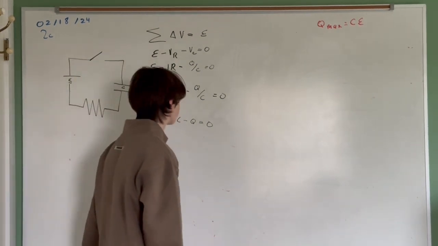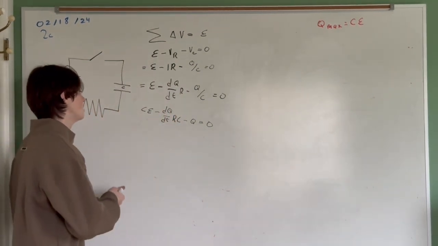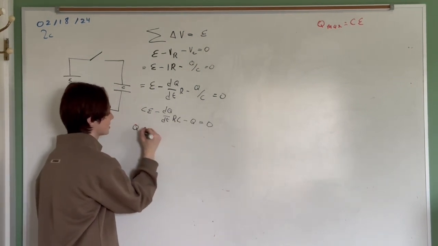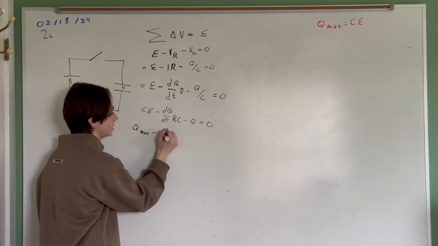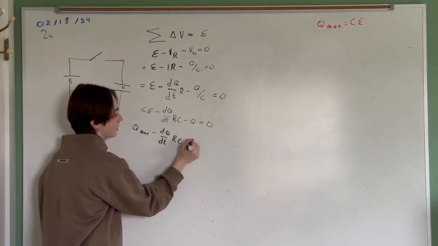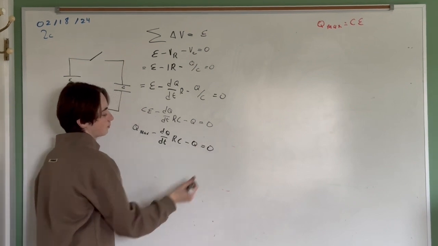Okay, so that means we can substitute that into our equation here: Q max minus dq/dt times RC minus Q equals 0. Cool.